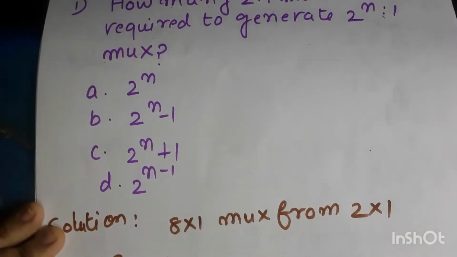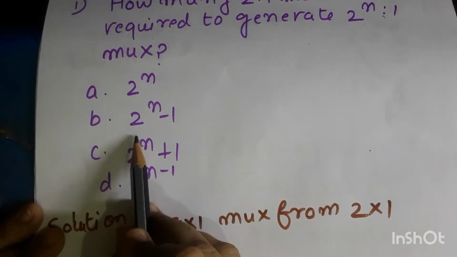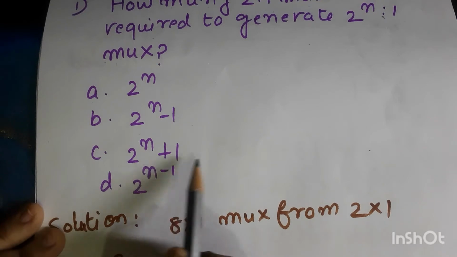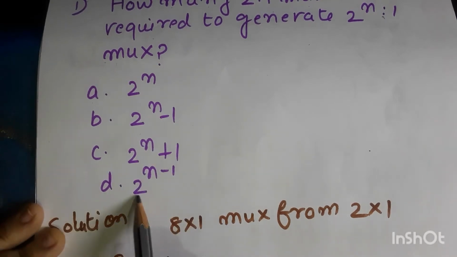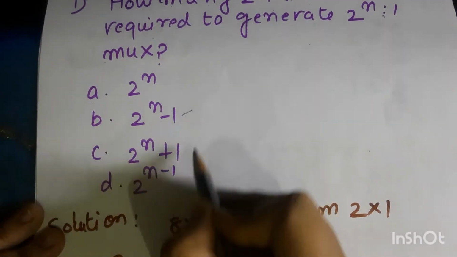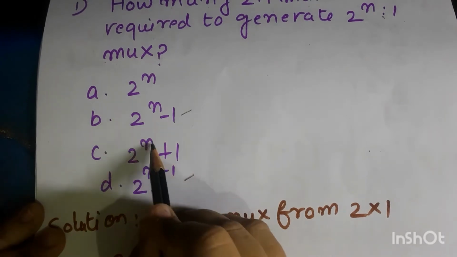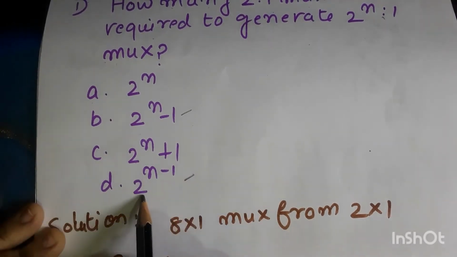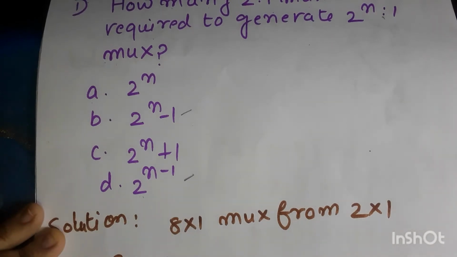What are the options? 2 raised to n, 2 raised to n minus 1, 2 raised to n plus 1, and 2 raised to n minus... You see, this one is 2 raised to n minus 1 and this one is 2 raised to n plus 1 and this one is 2 raised to n minus 1.